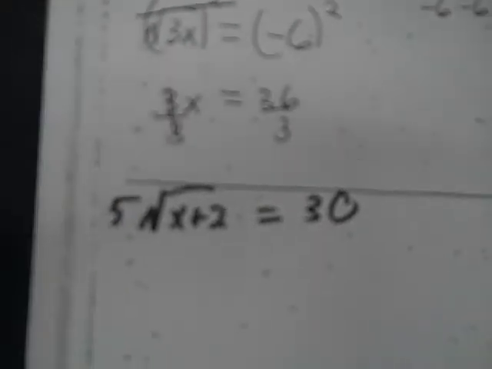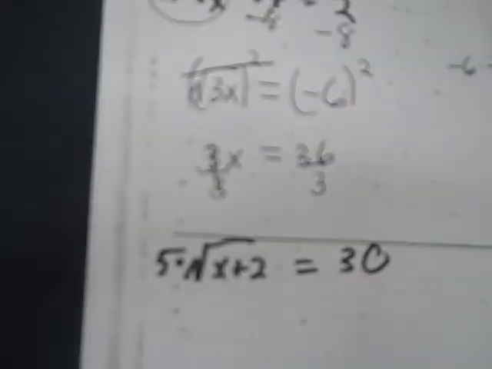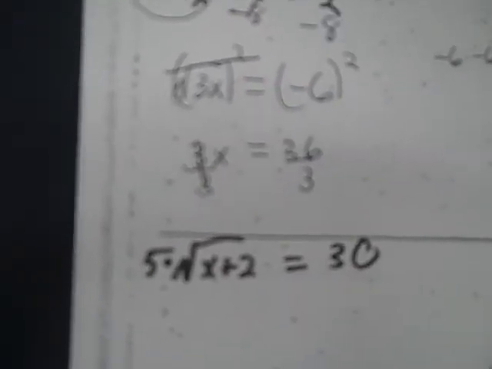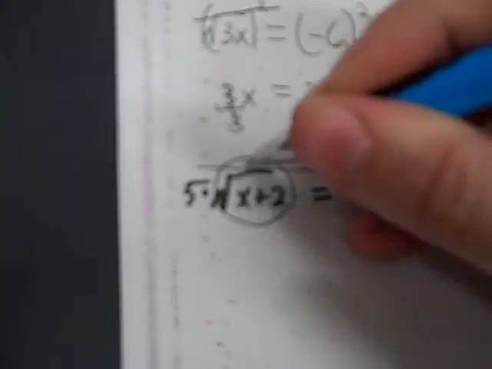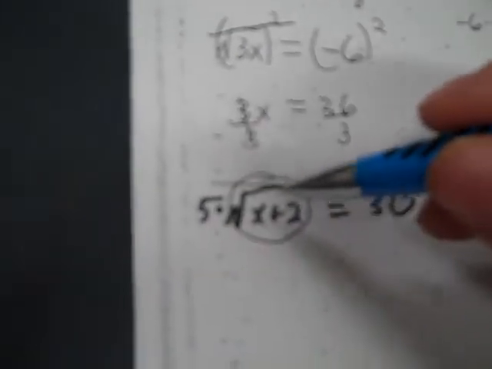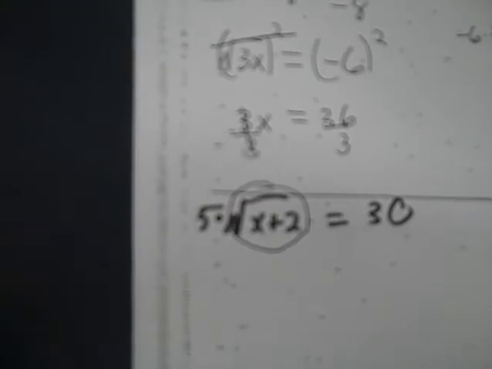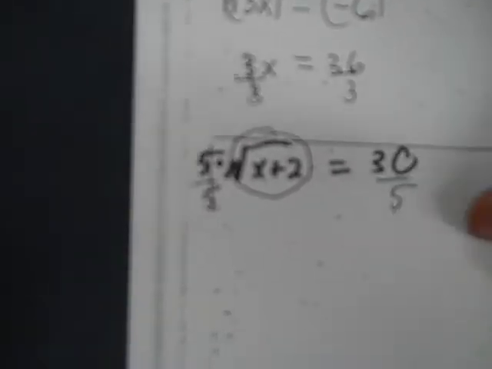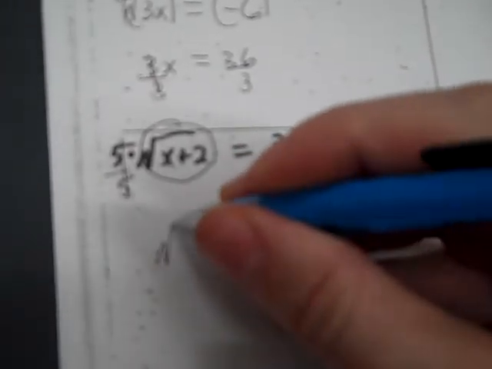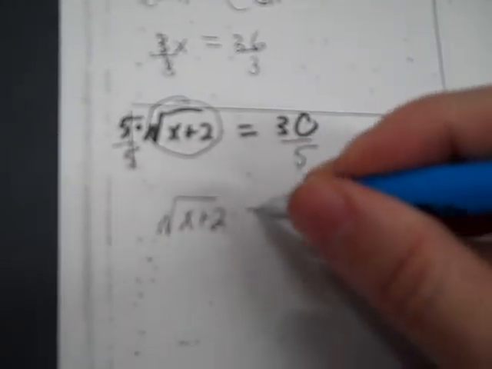Okay, the next problem, 5, and then we have the square root. By the way, this 5 in front of it means 5 times the square root of a number x plus 2 equals 30. So there's one answer. So I'm going to circle the square root, and outside I have a 5, but the 5 is multiplied by the square root. Well, what's the opposite of multiplication? It's division. So I need to divide by 5. And that goes away, and then divide by 5. 5 divided by 5 is 1, but having a multiplier 1 means you don't have a multiplier. Okay, so I have the square root of x plus 2 equals 6.